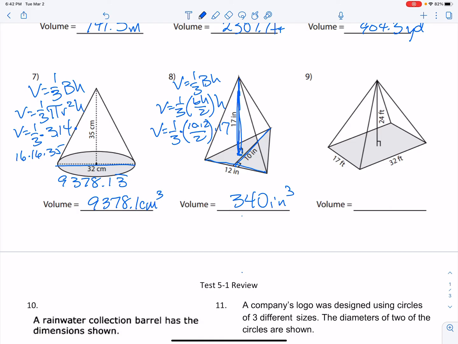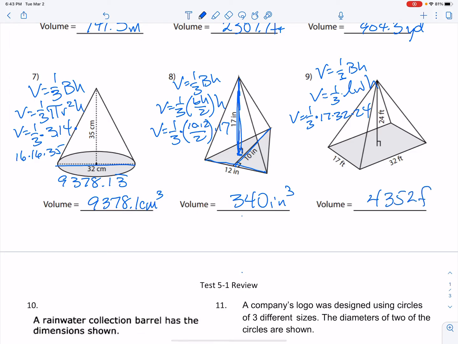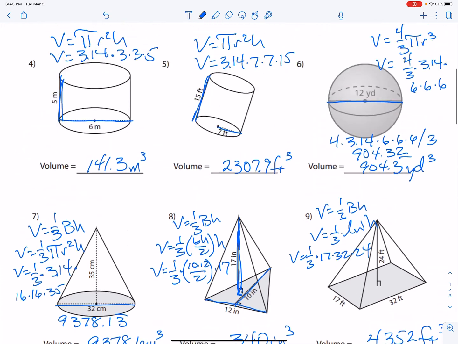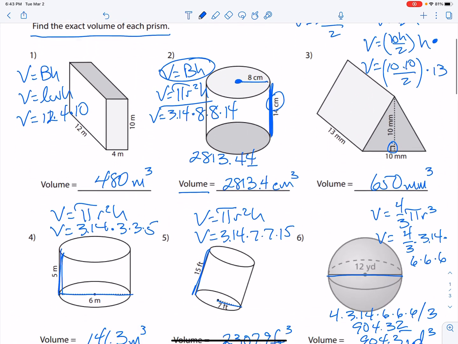Now number 9 is a rectangular pyramid. Again, we start off with the same formula. Volume is equal to 1/3 capital BH. So volume is equal to 1/3 length times width for the base times the height. The base is a 17 by 32, and the distance from the base to the farthest point away is 24. So we type 17 times 32 times 24, divide by 3, and you end up with 4,352 feet cubed.